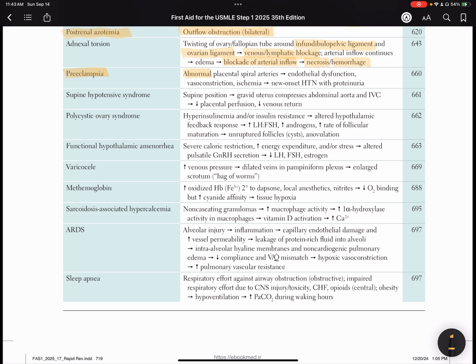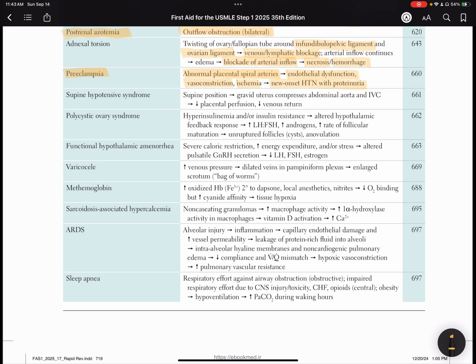What causes preeclampsia? Preeclampsia is abnormal placental spiral arteries leading to endothelial dysfunction, causing vasoconstriction. Ischemia leads to new onset hypertension with proteinuria.